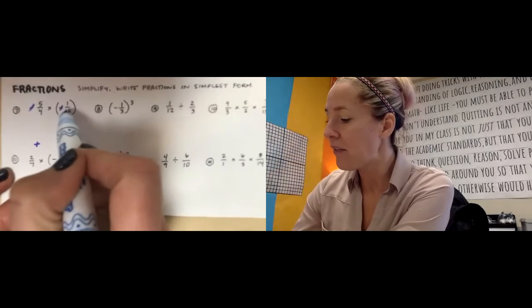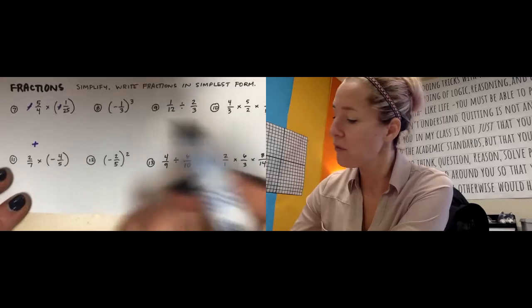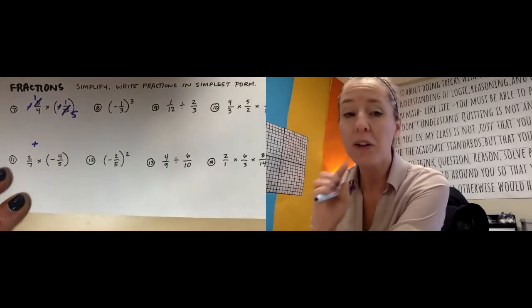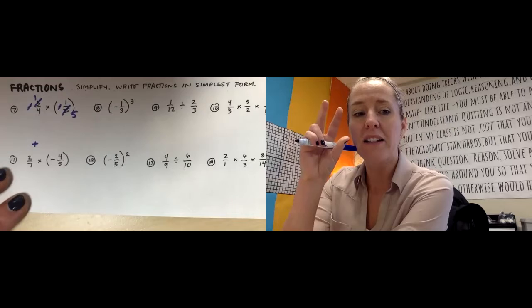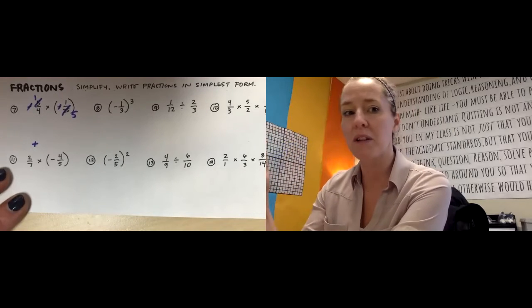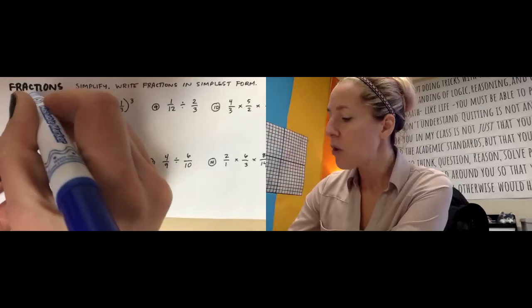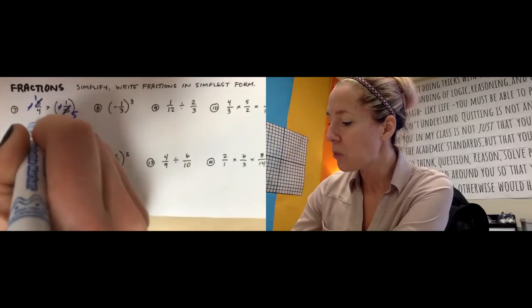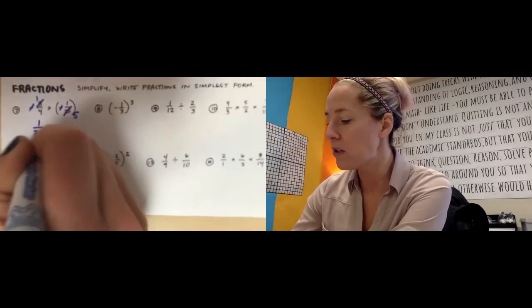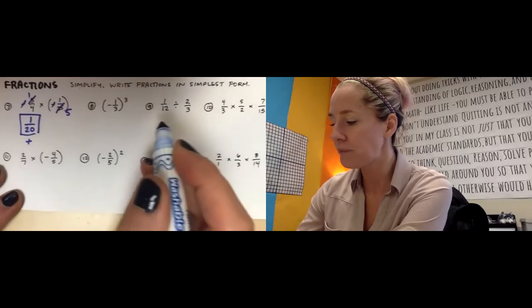So I see that 5 and 25 are both divisible by 5. So 5 goes into 5 once, 5 goes into 25 5 times. I usually say that out loud, and I say the number, it goes into this that many times, it goes into this one that many times, because it helps me keep track. So 1 times 1 is 1, and 4 times 5 is 20. So positive 1/20th is going to be the answer for that one.